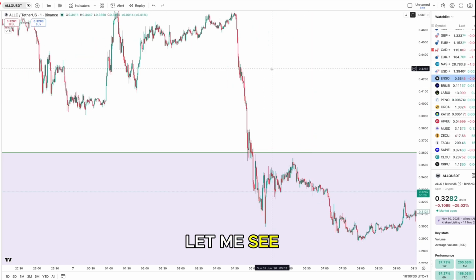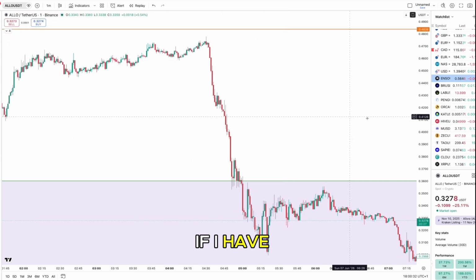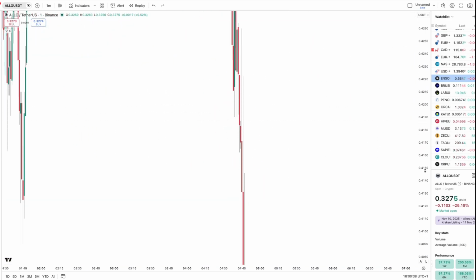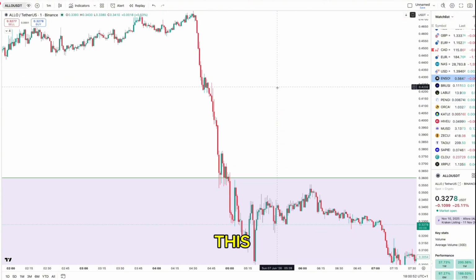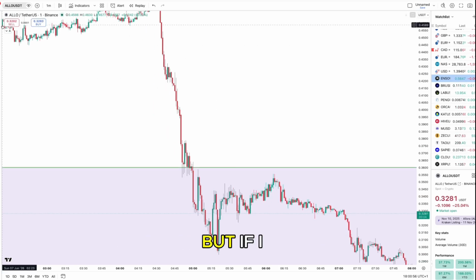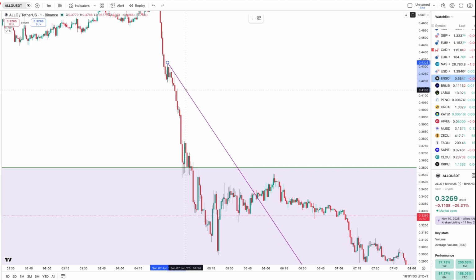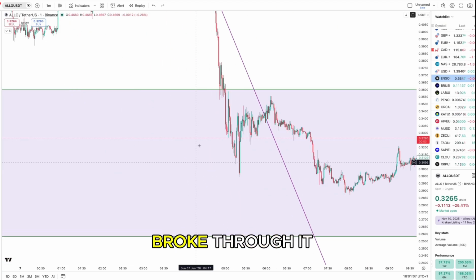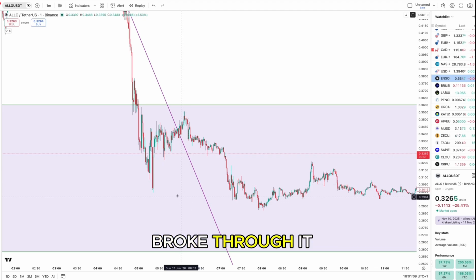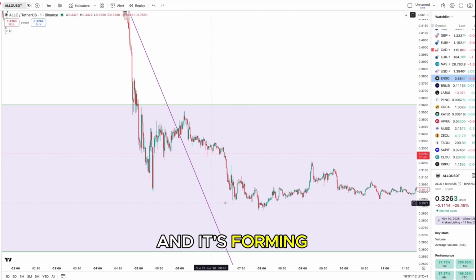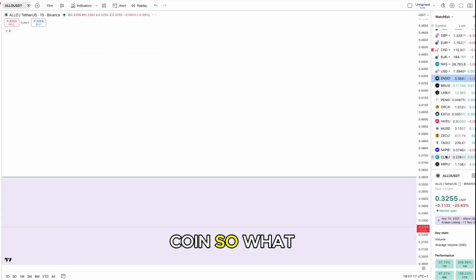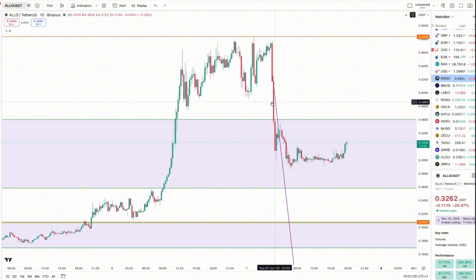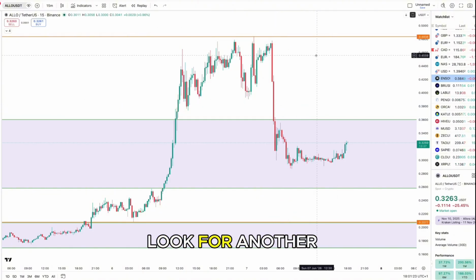Let me see if I have something. Trying to see something. Around these two lows, I didn't get any good chart pattern on this particular market. If I try to see if I have something like this, still the price broke through it, and it's forming another structure. So there is no clear chart pattern on this particular coin. So what will I do? I'll just skip. It's a no trade for me, so I'll skip this and look for another market.